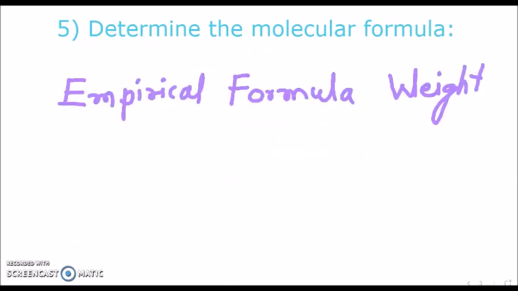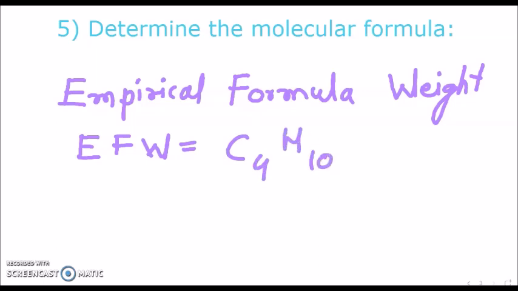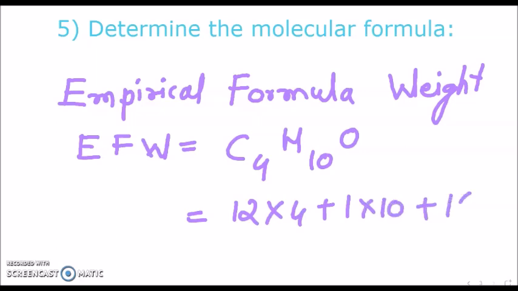Now the next and final step is to determine the molecular formula from the given information. So the first stage is to determine the empirical formula weight, that is EFW, which is equal to the summation of all the element masses in the empirical formula. So we have the empirical formula as C4H10O1. So that is equal to 12 for carbon times 4, plus 1 for hydrogen times 10, plus 16 times 1 for oxygen. So in total we get 74. So 74 is the empirical formula weight for this compound.